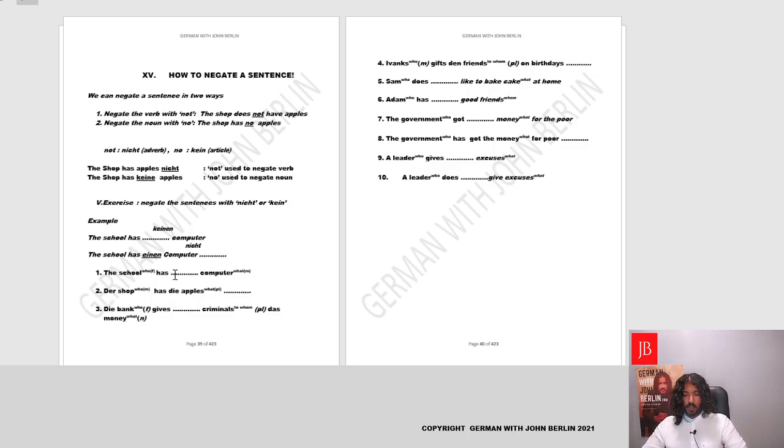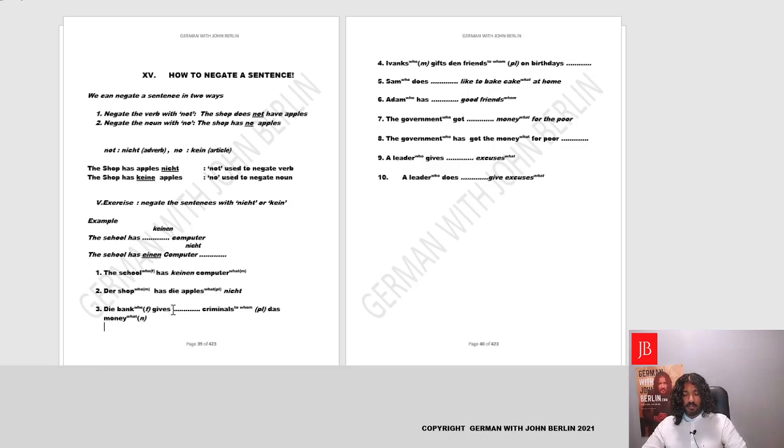Here, are we negating the verb or the noun? We are negating the noun, which is computer. So I'll write the school has keinen Computer. The shop has the apples, or the shop does not have the apples. We are negating the verb has with not, which is nicht. Perfect. The bank gives to no criminals the money.